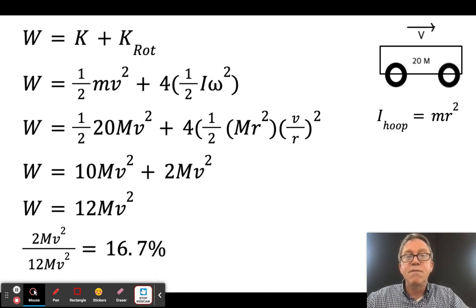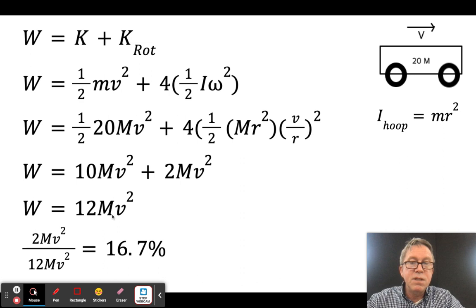Now I'm just going to substitute in the known values. The mass of the car itself is 20m, and the tires are just m. So I have 4 times 1/2 mr squared. And again, I'm going to take omega and turn it into v over r. My r's go away, and I end up with 10 mv squared plus 2 mv squared. This is the car, and this is the tires. So the total work done is 12 mv squared.